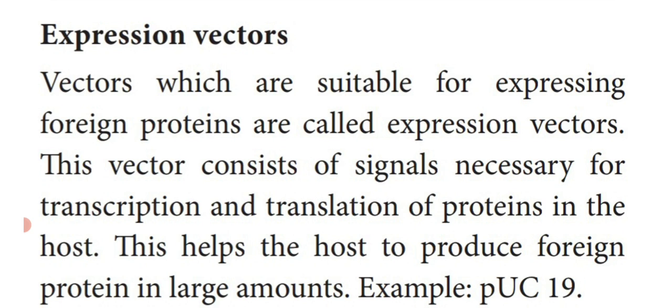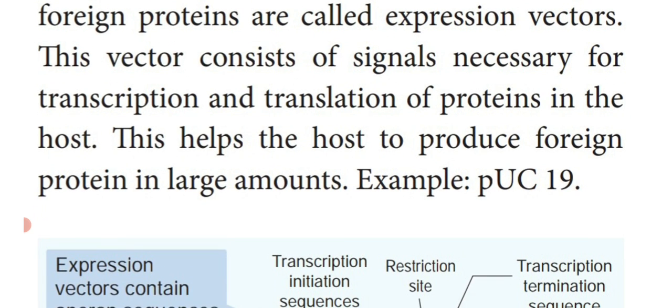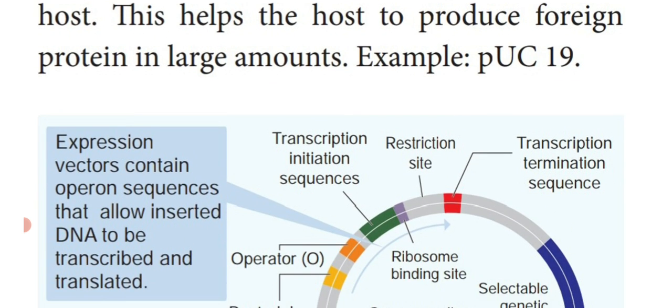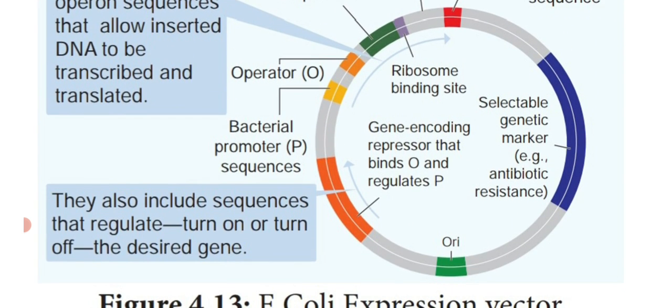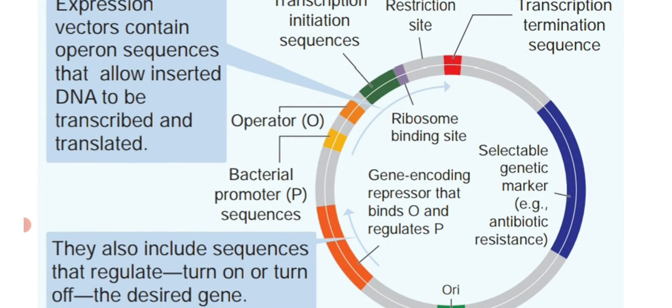Not only that, they are giving signals to the DNA fragments to produce protein. These vectors also produce large amounts of proteins. Example: pUC19. P is for plasmid, and U and C are the initials of the scientists' institution. The 19 is the number of the plasmid produced in the laboratory. Okay. See, this is the structure of an expression vector.